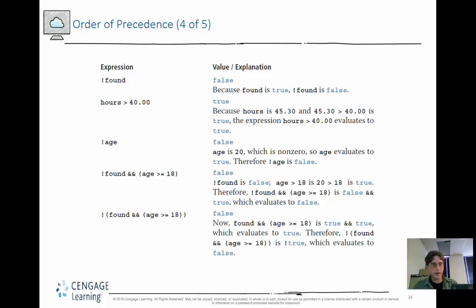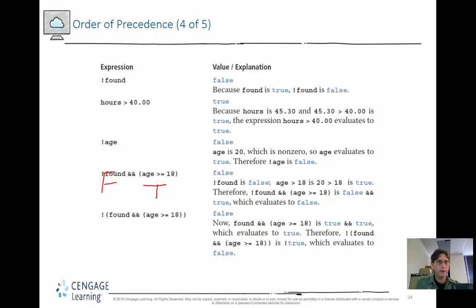How about this one? We have not found. We said that was false, right? So not true is false. And then age is greater than or equal to 18. Age was 20, so that's true. Actually, we already knew what it was going to be. False and true is false. So compare that to this one. Here we have parentheses, right? Parentheses will change the order in which things get done.